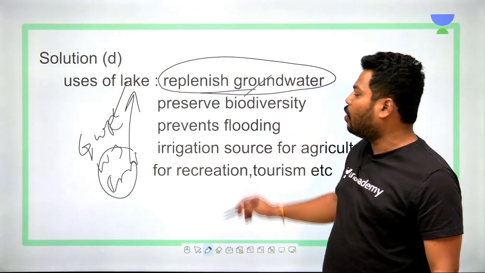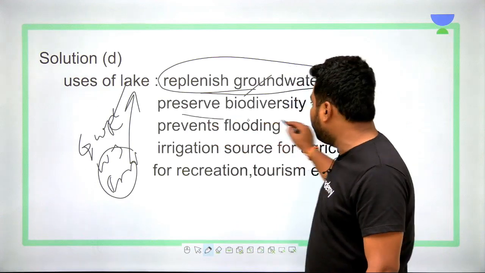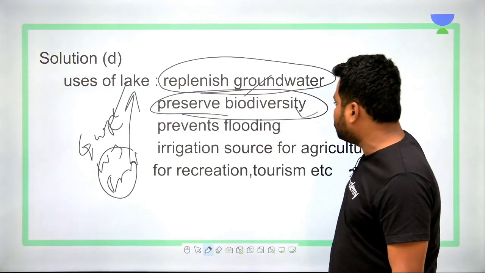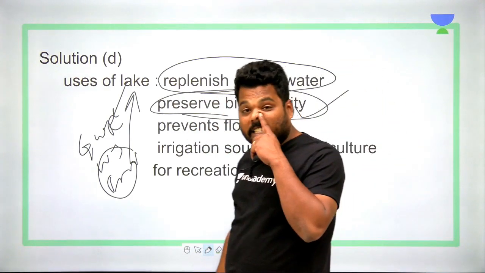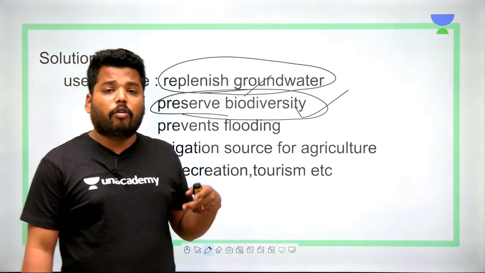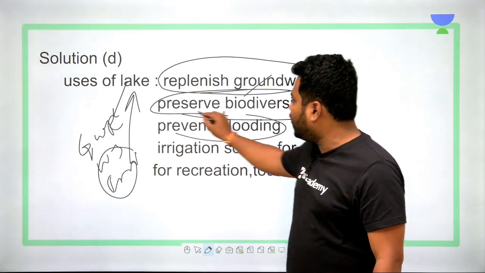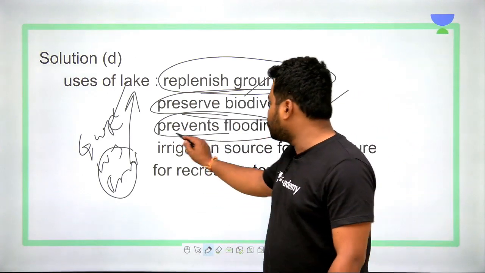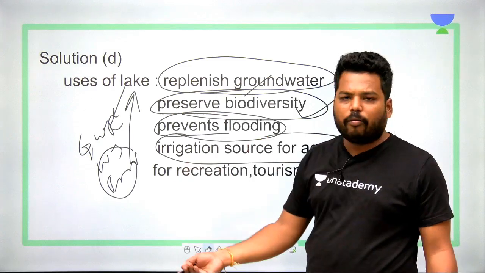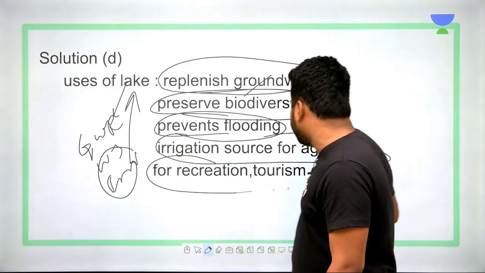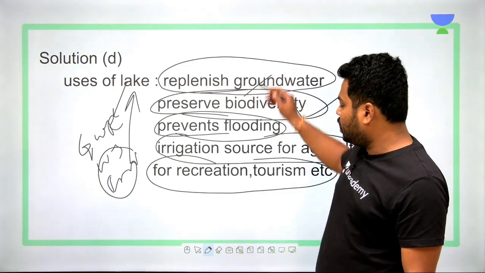They replenish groundwater facilities and they preserve biodiversity. Do remember this point. This is also huge. Most of the lakes in India preserve a huge amount of flora and fauna. That is highly important. Clear? It prevents flooding and is also an irrigation source for agriculture, obviously. Recreation, tourism, etc. So all these are uses of lakes.